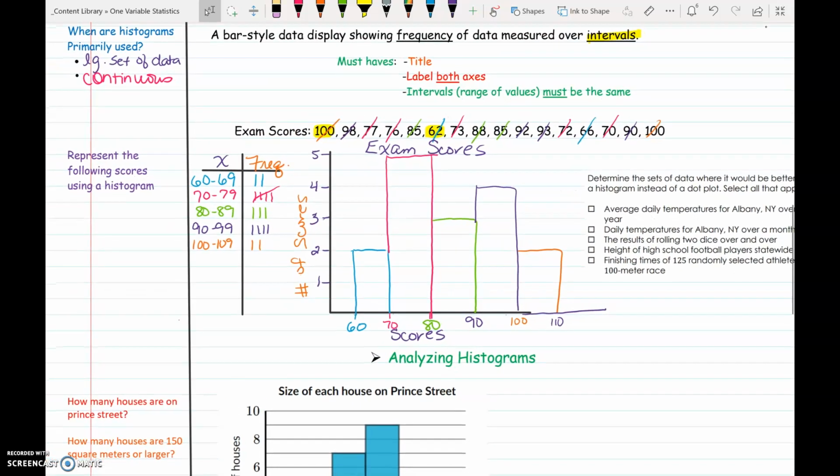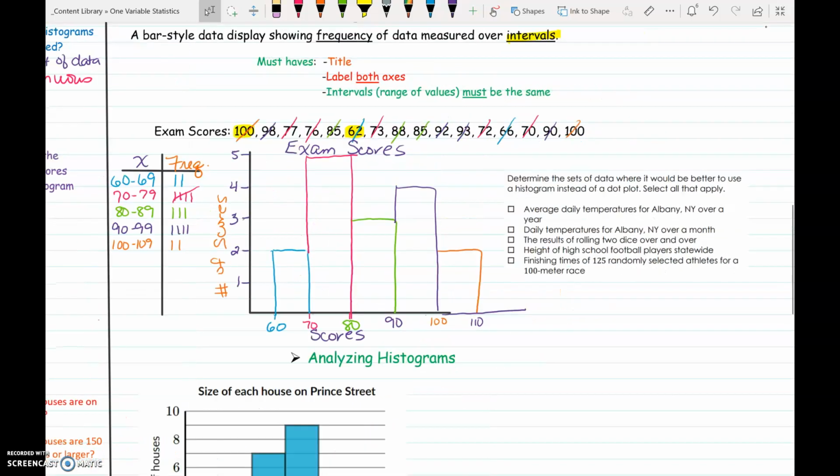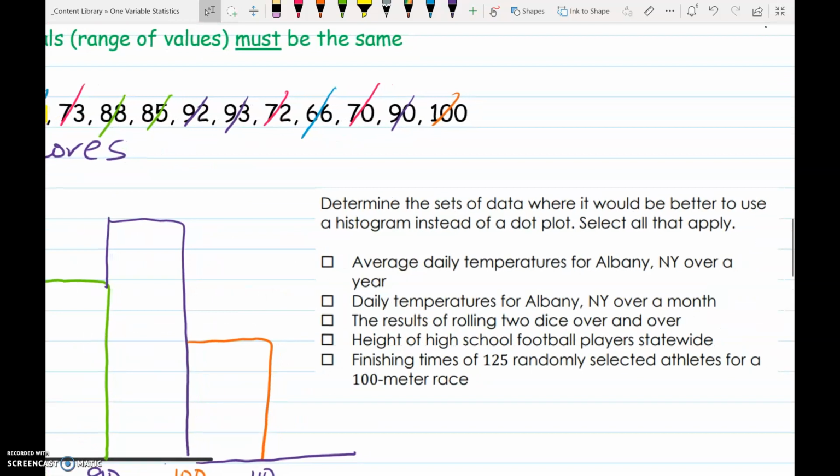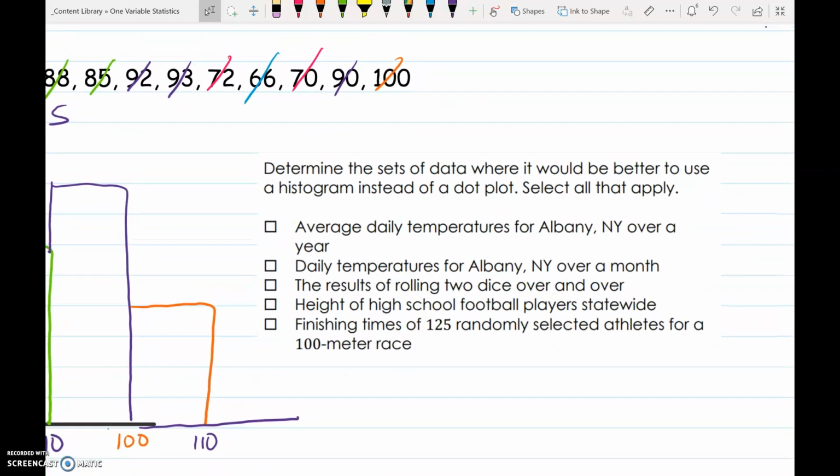So let's look, we're given some examples, and it asks us to represent the following. Oh, we did that. So we're just going to answer these. Determine the sets of data where it would be better to use a histogram instead of a dot plot. So again, we want to think about who has the larger set of data. So average daily temperatures for Albany, New York over a year.